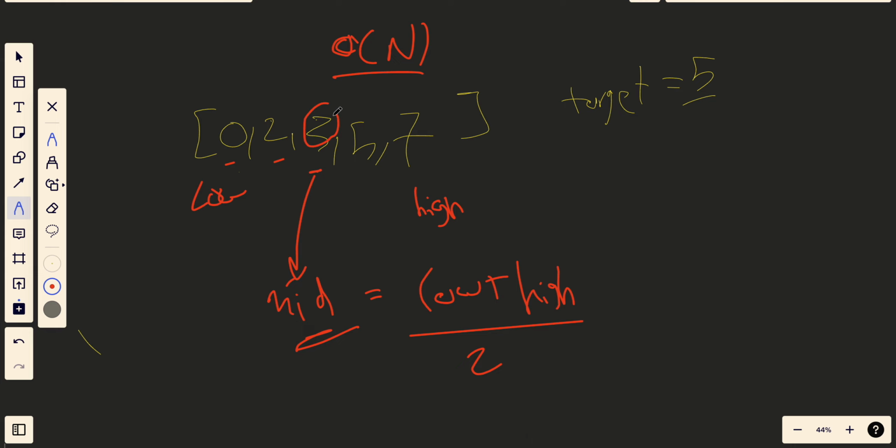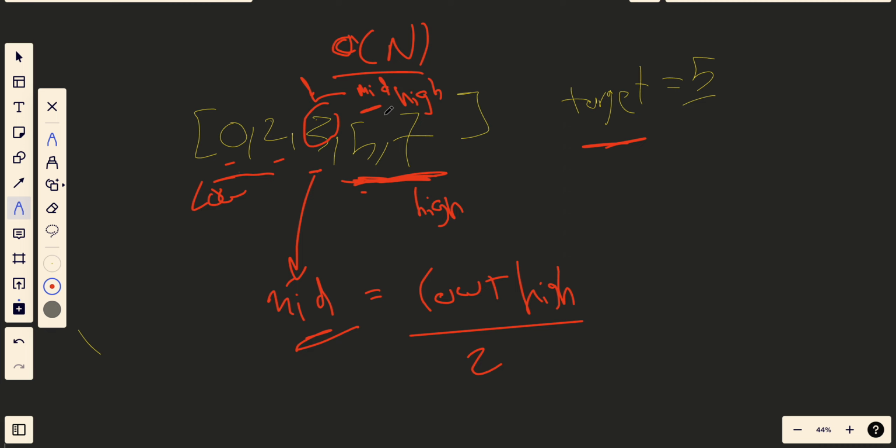So we ask ourselves another question: is 3 bigger or smaller than the target? If it's smaller than the target, we will search only on the right side, because it's sorted. There is no need to search on the left side. Otherwise, we'll search only on the left side. Because the target is bigger than 3, this will be the new low, and this will be the same high. The high will not change, and this will be the new mid.